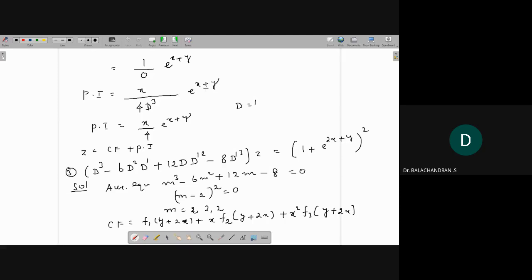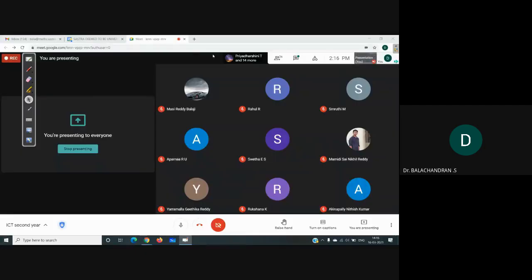So again, you need to replace D by a, and if you have D dash, then D dash by b. There is no D dash here, so only you have D only. So replace D by 1. So if you replace D by 1, you'll have x by 4 into e power x plus y. So this is your PI. So I explained 2 problems. If you have any doubts in these 2 columns, you can ask me. Otherwise, I'll go to problem number 3.